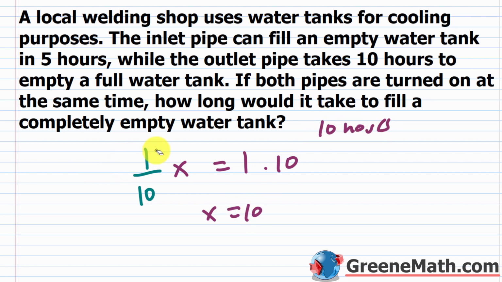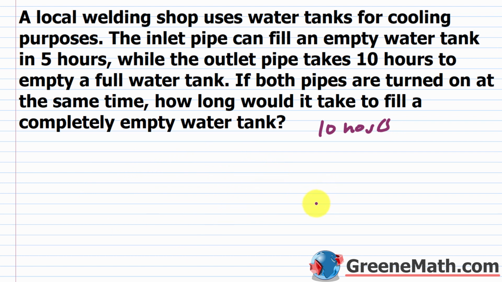And again, if you want to check this, it's pretty simple. You would say that for the inlet pipe, again, it can fill it in 5 hours. So basically, you would say in an hour, it's done 1/5 of the job. It's going to do that every hour for 10 hours. So basically, this is going to be that it would have filled 2 water tanks, right? So this is 2. Then you have to subtract away what's been emptied, right? So this guy, it takes 10 hours to empty a full water tank. So in an hour, it's emptied 1/10 of it. And this is going to happen for 10 hours. And so 1/10 times 10 is 1.